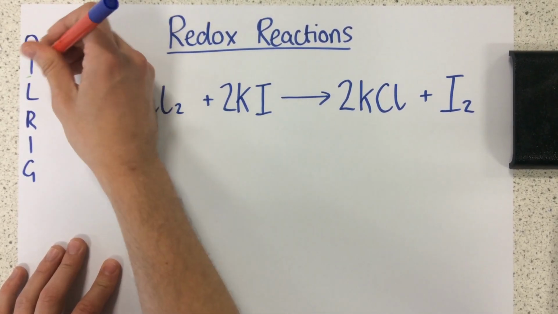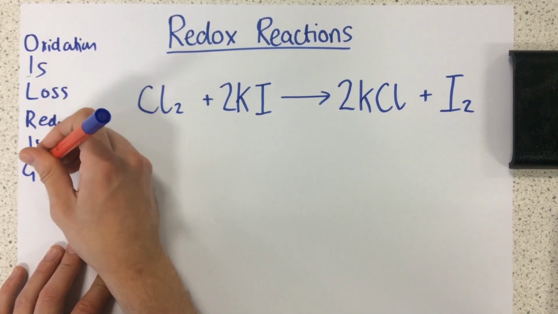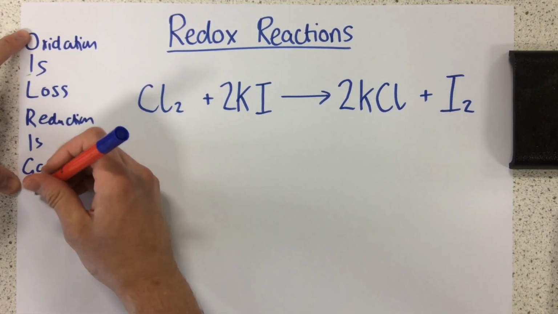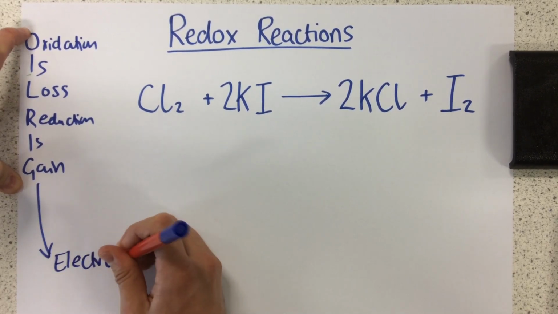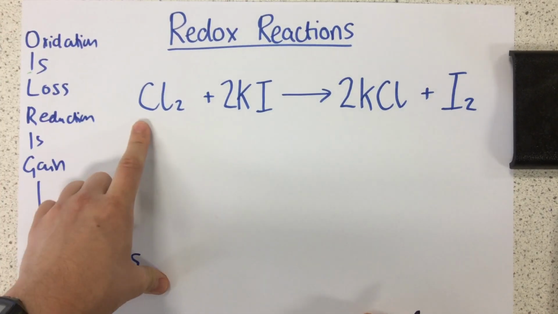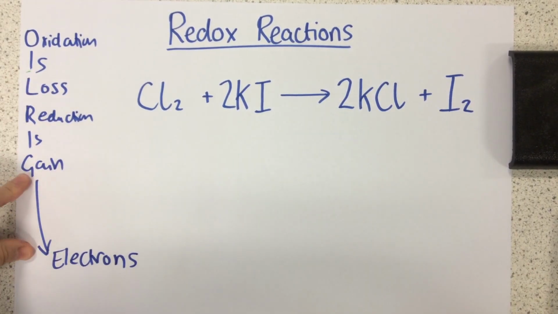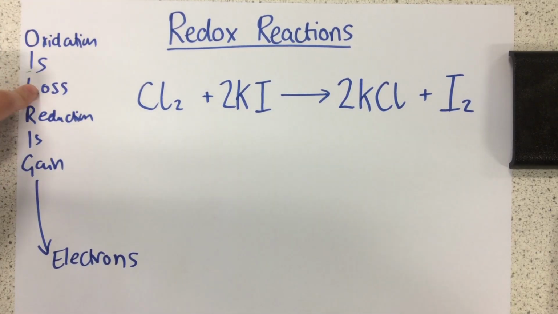Oxidation is loss, reduction is gain. Now that's all very well to remember, but we need to remember what it applies to, and the answer is electrons. So if our particular atom or ion has gained electrons, then it's going to be reduction, reduction is gain, but if it's lost them, it's going to be oxidation, oxidation is loss.